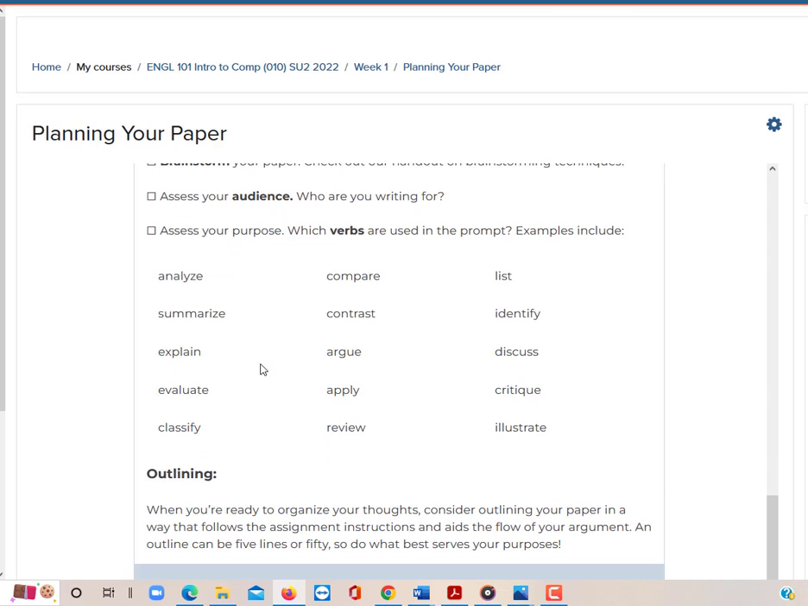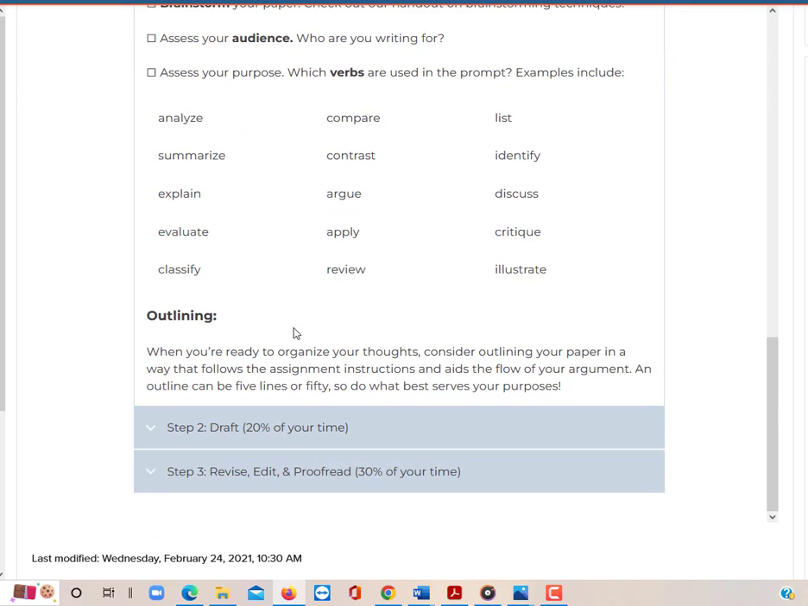And then here we are going to use different kinds of verbs so that we do not repeat the same verb over and over again. And so when you're ready to organize your thoughts, consider outlining your paper in a way that follows the assignment instructions and aids the flow of your argument. An outline can be 5 lines or 50. So I prefer that you create a sentence outline where you write in full sentences what it is you're going to write about for your essay.